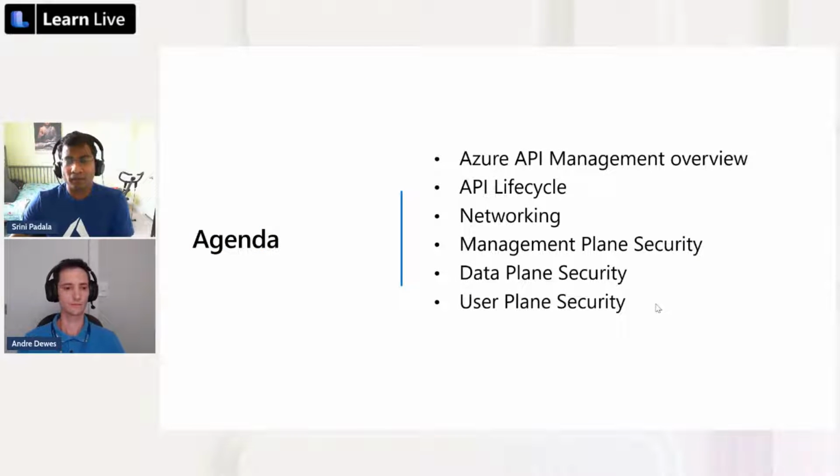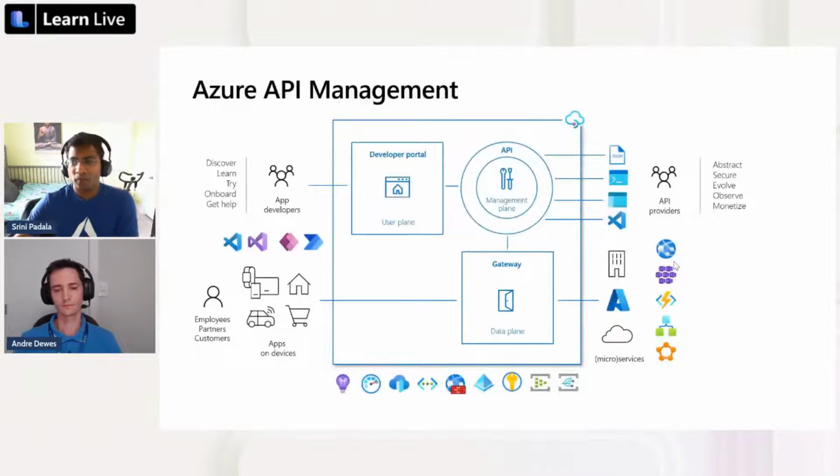Looking at a quick agenda, we'll go over the Azure API Management overview. It's a little repetition from the previous session, for those who haven't attended it. We'll talk about API management in a nutshell, and look at what the API lifecycle is, and what networking is. Because when we're talking about API management, it's not just the APIs, it's the service as a whole. So we will look at how Azure secures the networking of API management, and dive into the different components of API management and how we're going to secure each of them.